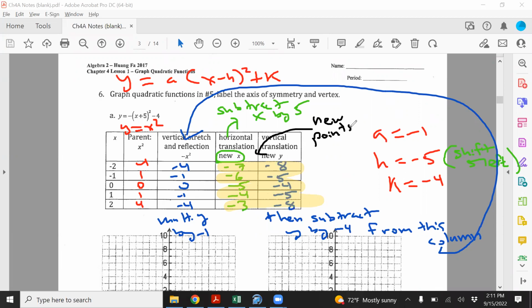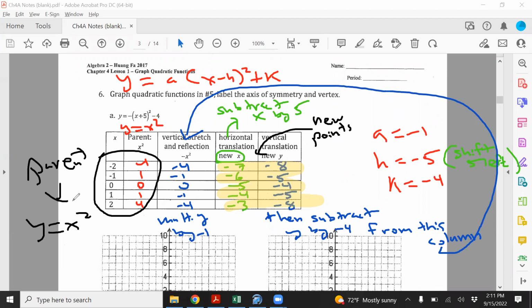So what I've done is I've transformed, and this right here is the parent, which is y equals x squared. That's a terrible looking arrow. So that's the parent function. What I did is I took 5 away from x, and then for y, it had 2 things, right? A and k impact y. A is -1, multiply y by -1. K is -4, take away 4 after you multiply by a.